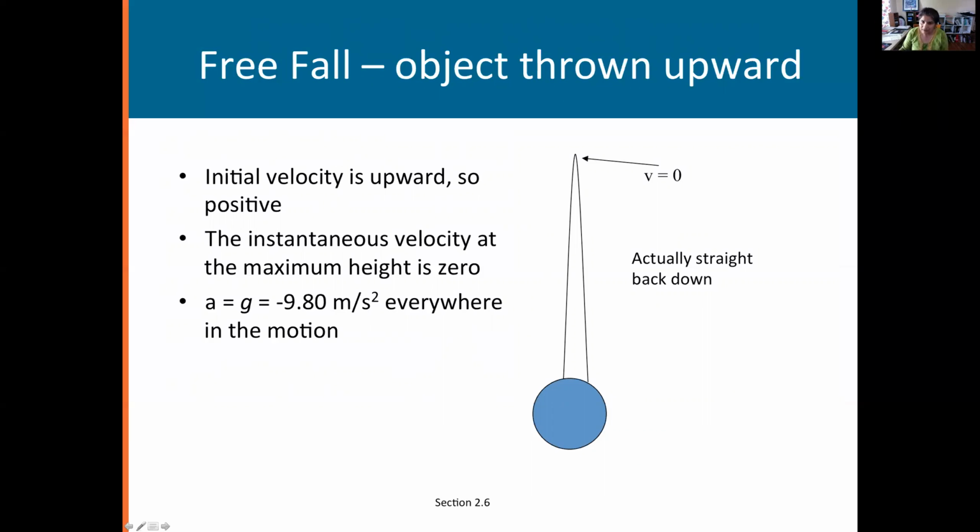And now it has a negative velocity and it has a negative acceleration. They are both again in the same direction now. So the object is speeding up, coming down faster and faster till it maybe hits the ground. Okay, so as it goes upwards, it is slowing down to zero. As it comes downwards, it is speeding up.